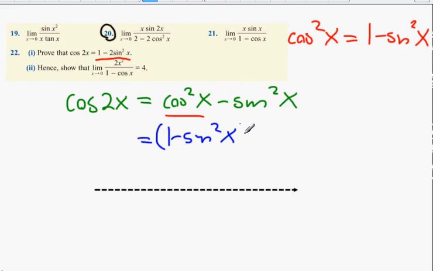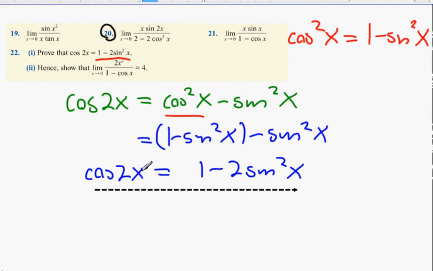And then in brackets it's going to be minus sine squared x. The answer therefore is going to be 1 minus 2 sine squared x, equals cos 2x, and that's it proven. Okay. Next part, the word hence. The word hence means that we're going to use the answer from the first part to answer the second part.